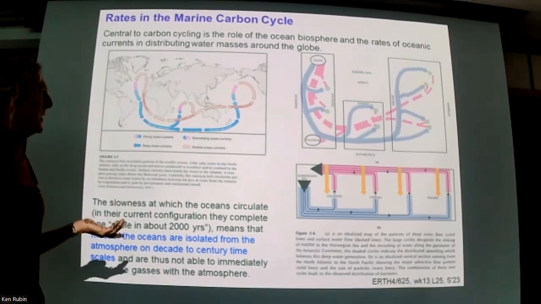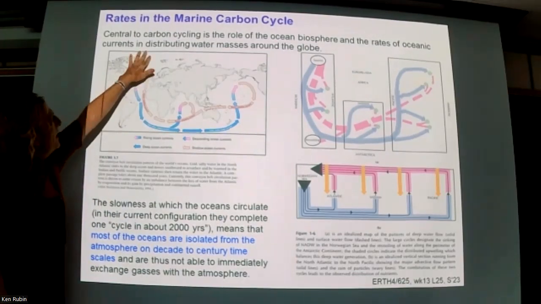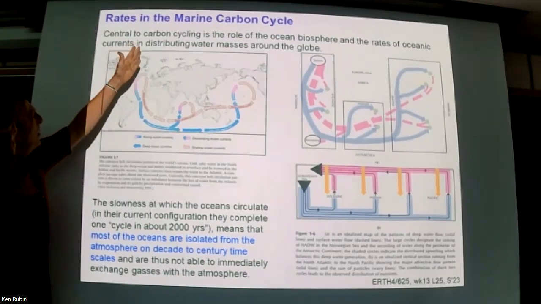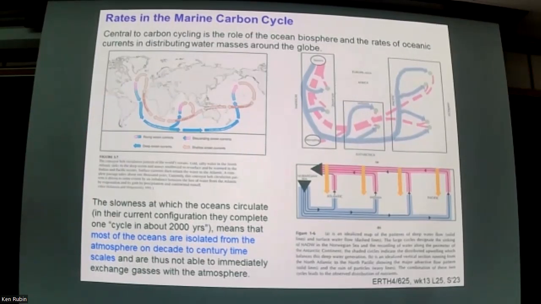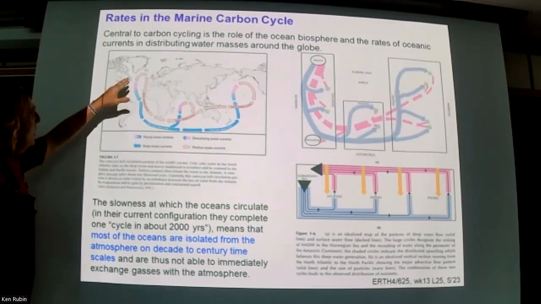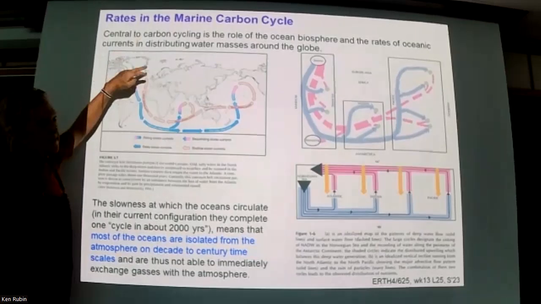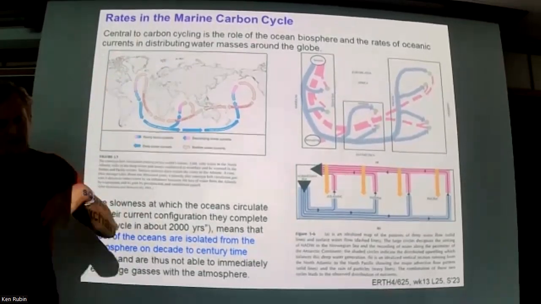Now think for a second about what the future might be like when there's no ice up here. The water's a lot warmer. We've had glacial runoff. It's making the water fresher. It's going to make it more difficult to make water cold enough and dense enough to be able to sink like this. So it's going to slow down the AMOC.